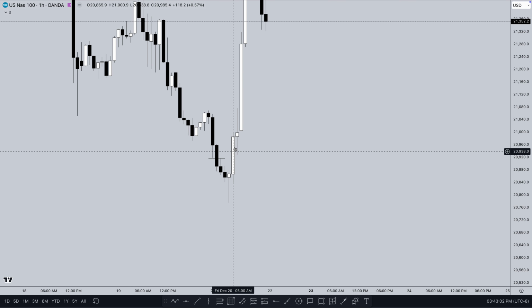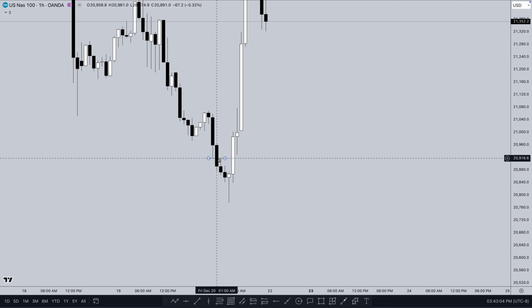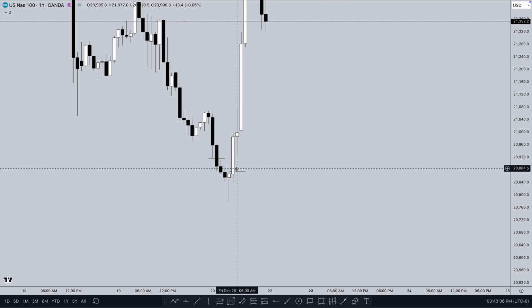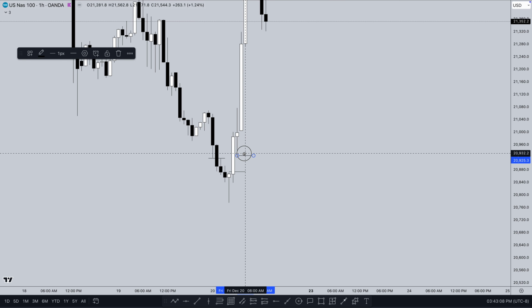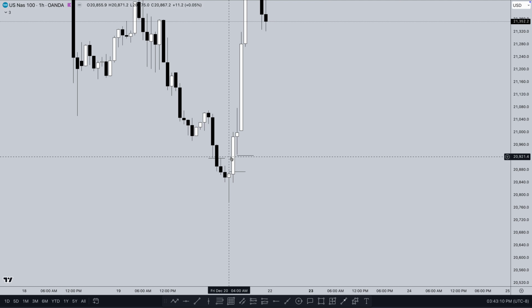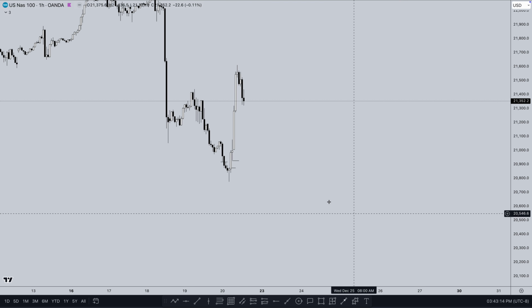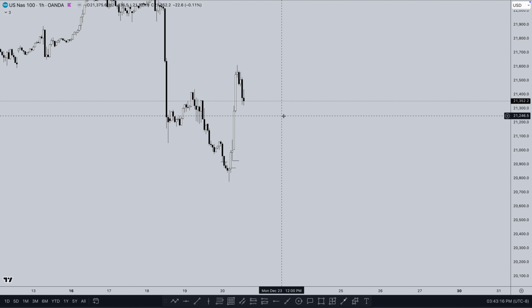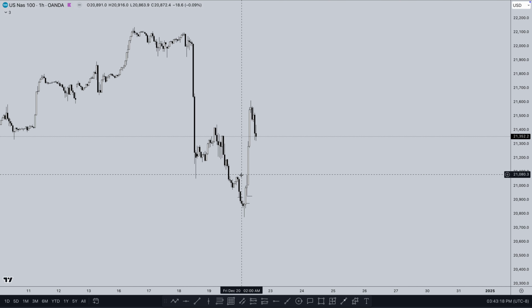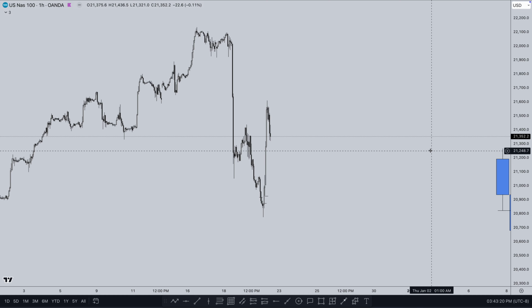Not 100%, but it's pretty much there. And then price decides to move up higher, and this time it doesn't connect. It does not connect. Right? There's a little gap right in there. But just because you have an imbalance doesn't mean the price has to come back to it. It can come back to it. It doesn't have to.